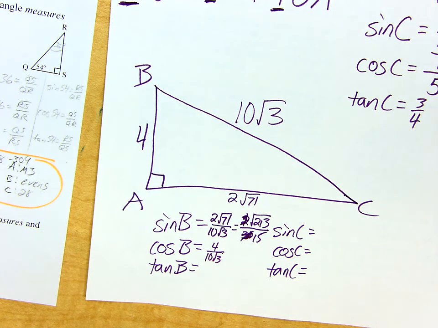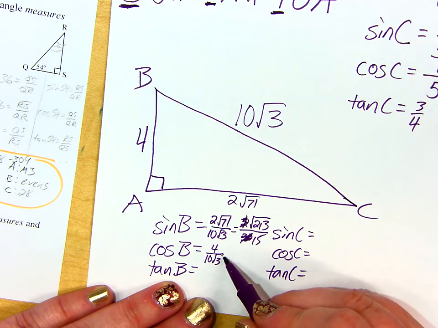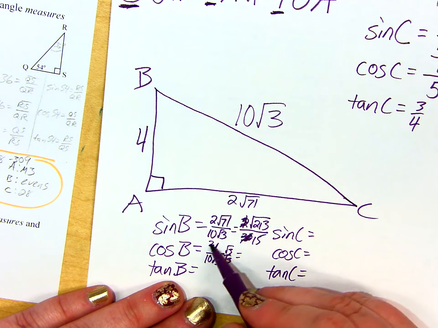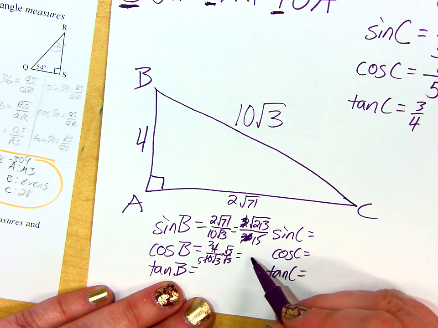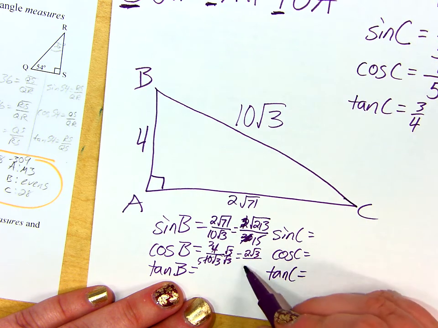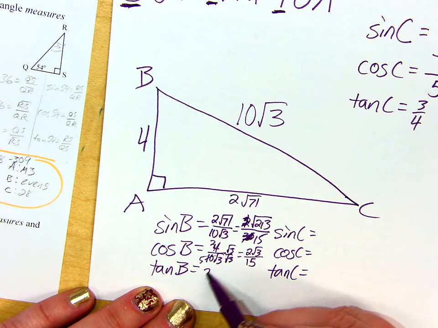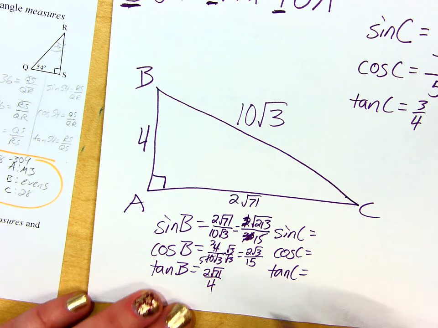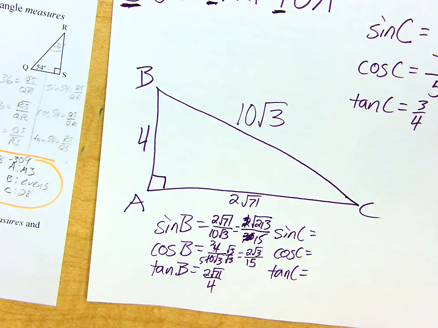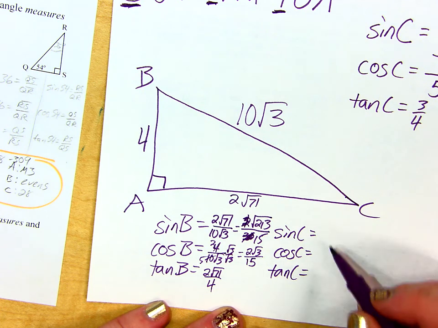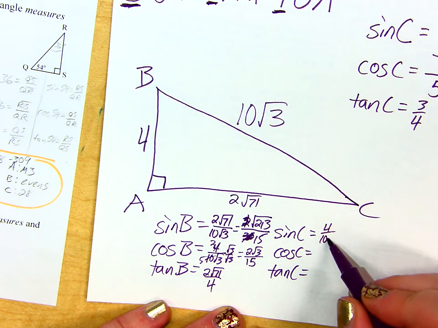All done? Okay. Yeah, you can put it right in there. Are you guys getting what I'm getting? 4 over 10.